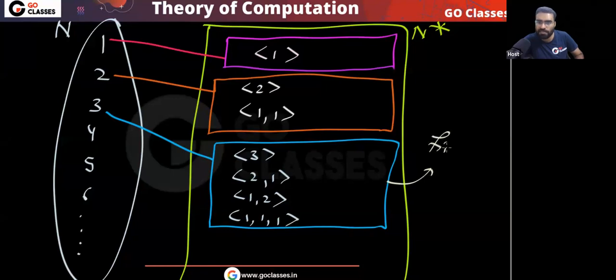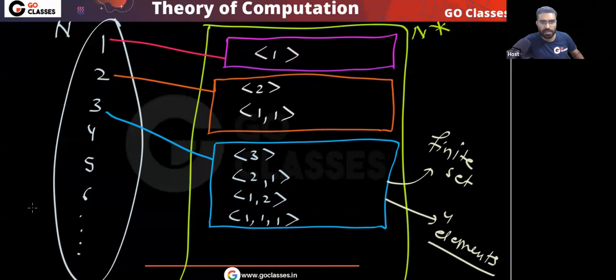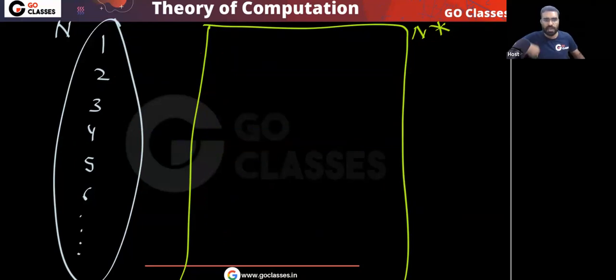So this is a finite set. How many elements? Only 4 elements. Okay. And so on. I hope you understood. Please tell me, did you understand what is happening here? How am I doing this? So finally, can you notice, if I do like this, can I say every element will be covered?